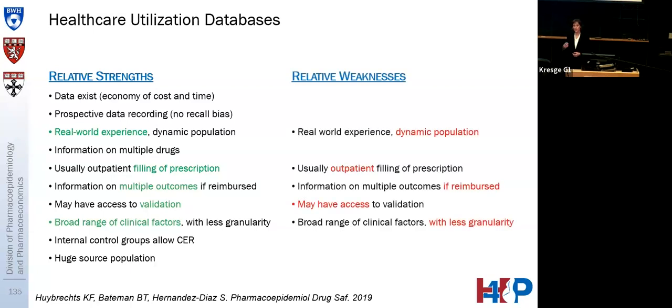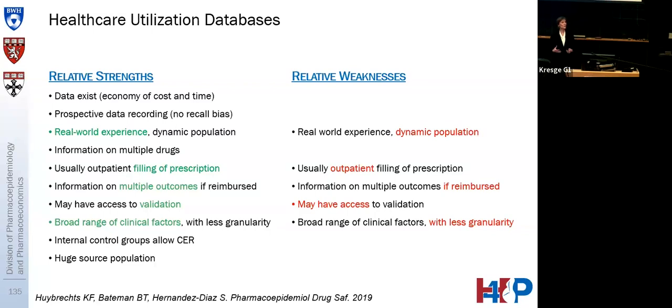On the flip side, there's also a number of relative weaknesses. While these data reflect real-world evidence, we're also dealing with a dynamic population. People come in and out of the population based on their insurance coverage. While the exposure information is based on filled prescriptions, we typically have information on prescriptions on an outpatient basis, not inpatient information. We can conduct validation studies, but typically it's only a subset of the population that we can link to birth certificates, death certificates, or electronic medical records.